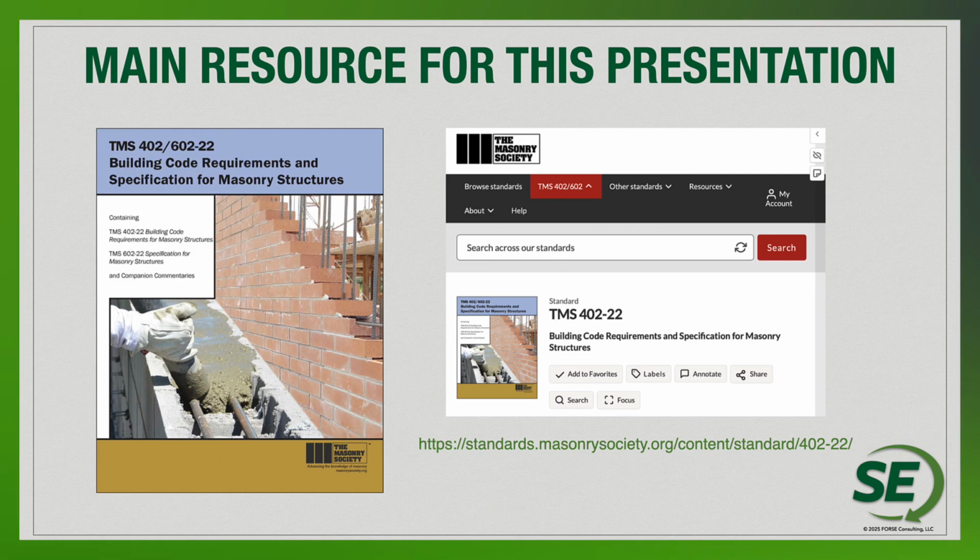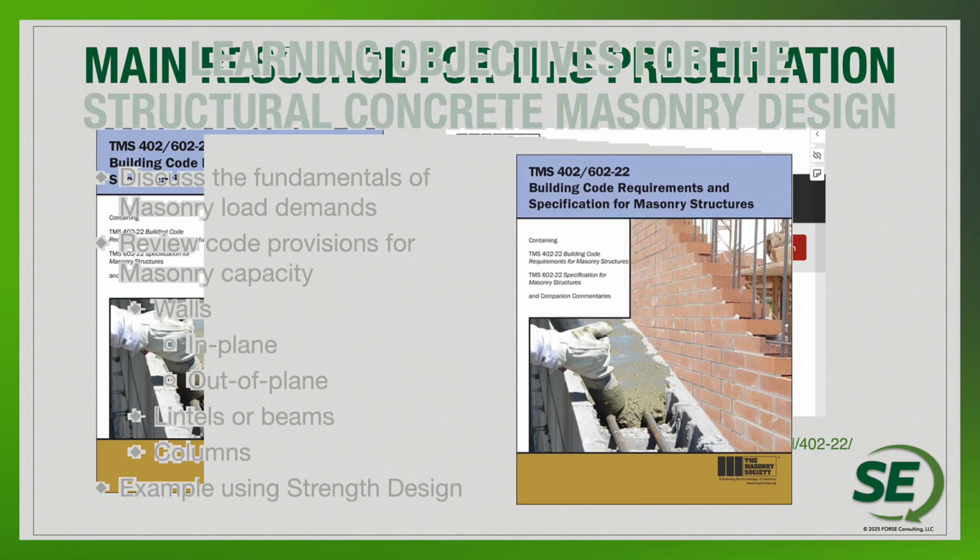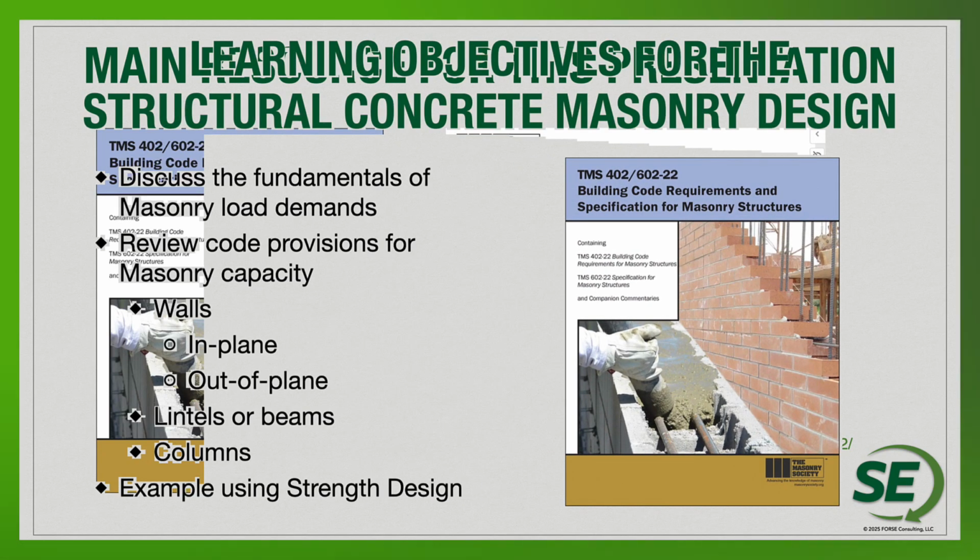Learning objectives for today: we're going to be looking at the fundamentals for masonry load demands on buildings, basically where masonry can be used in buildings, what the different types of loads on those elements are, and then some of the capacity equations for walls, in-plane and out-of-plane, lintels within walls or beams, and columns. Then we'll look at an example with strength design considerations.